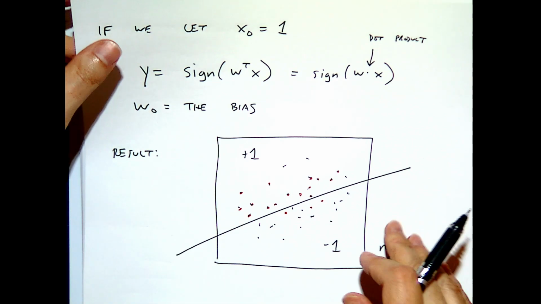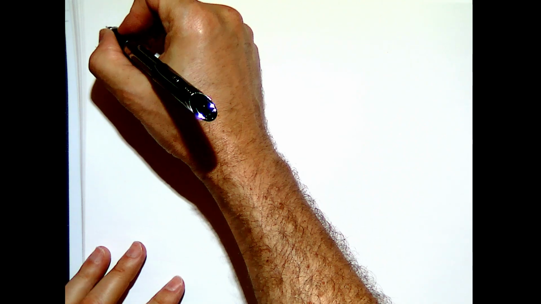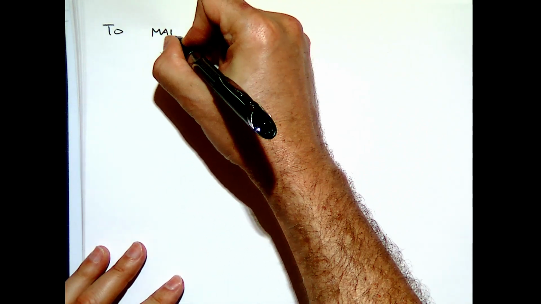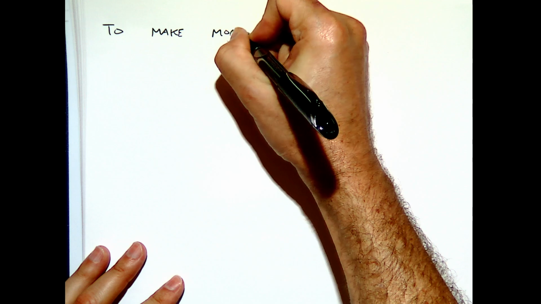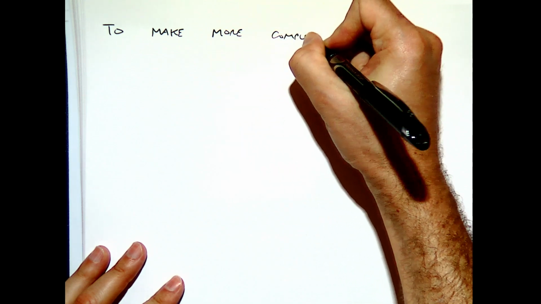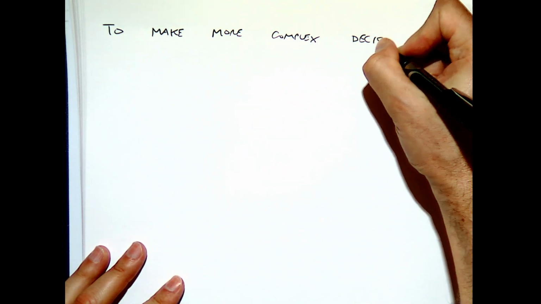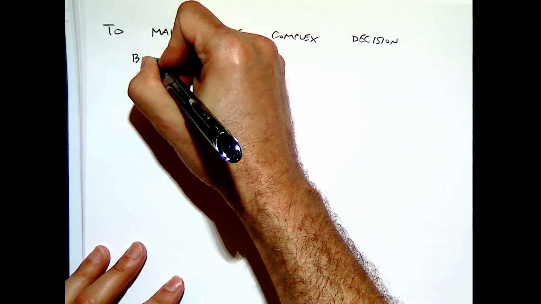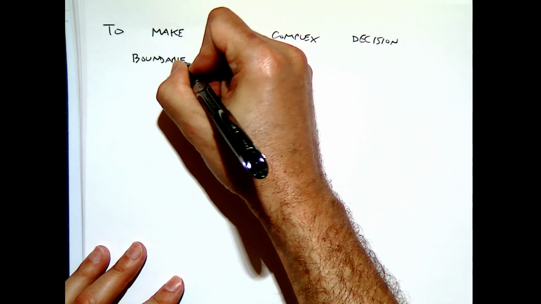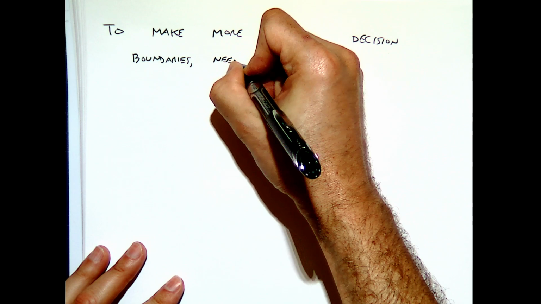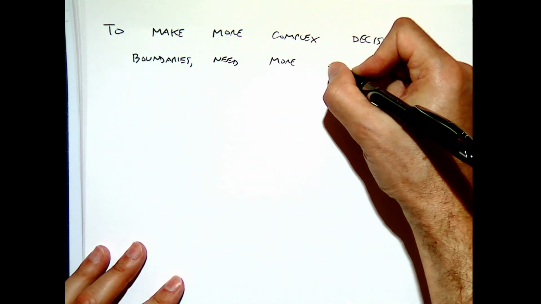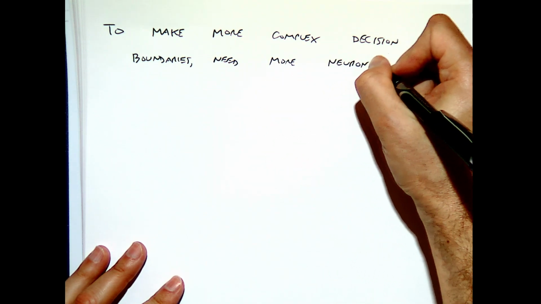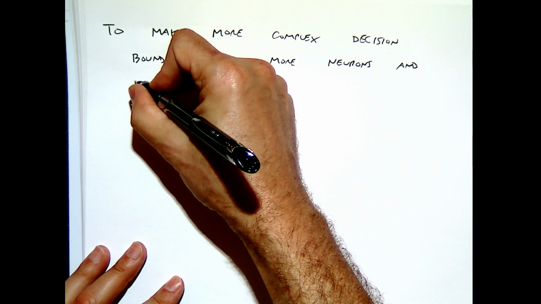So to make more complex decision boundaries, I need more neurons and more layers.